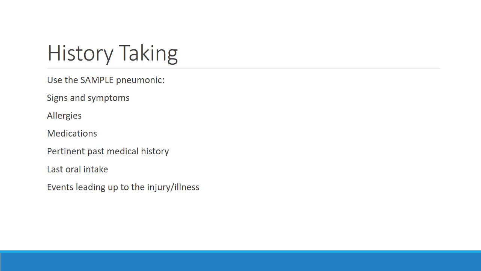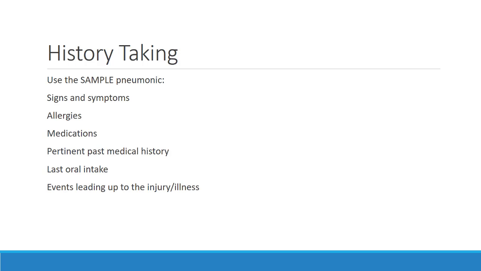The SAMPLE mnemonic is also a common thing that you will use on a regular basis, so it's important both to learn the OPQRST and the SAMPLE mnemonic. You do not want to go up to a patient and ask what their SAMPLE is. That is not appropriate. They don't know what SAMPLE is. They haven't read your textbook.